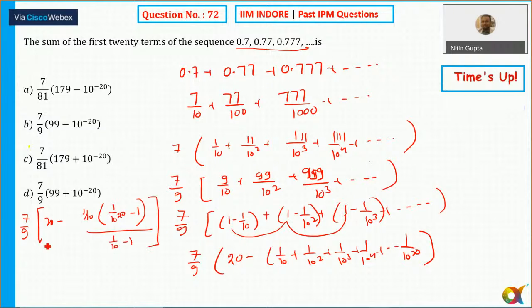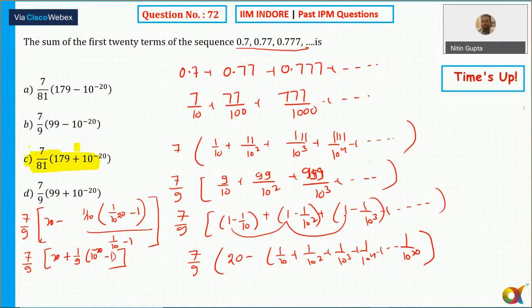Okay. So if you simplify this, this is 7 by 9 into 20 minus 1 by 10, and this will come below as minus 9 by 10. So there will be a sum of what? 1 by 10 minus 1 is equal to, I'll get minus 9 by 10. So that is minus minus plus 1 by 9 into 10 raised to power 20 minus 20 minus 1. So if you simplify this, you'll get the answer as option number C.